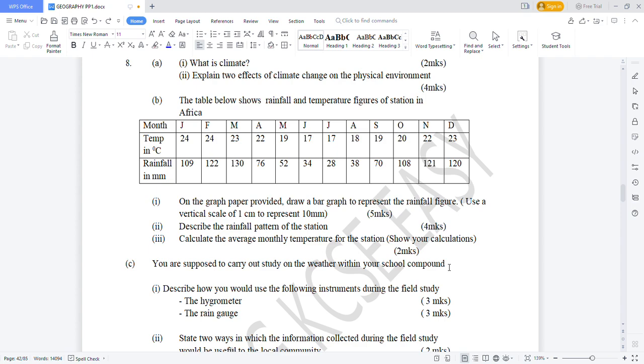Then question 3 of part B of question 8, you are told to calculate the average monthly temperature for the station. We are simply going to add the temperatures from January to December, then divide by 12. So if you add 24 plus 24 plus 23 up to 23 of December, you are going to get 248 divided by 12. You are going to get 20.66 degrees Celsius. That is the answer.